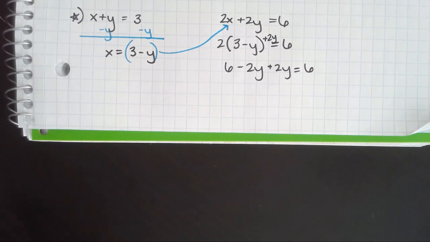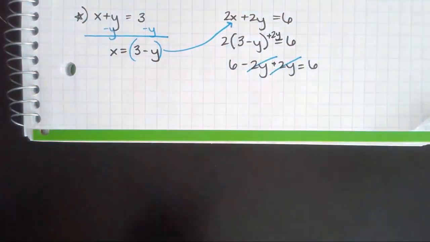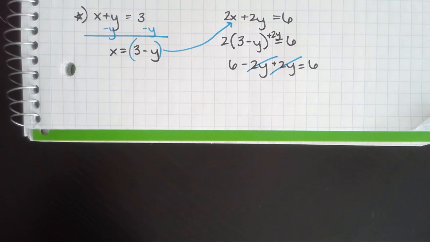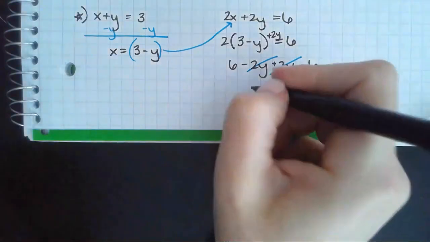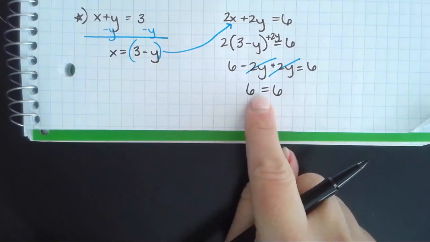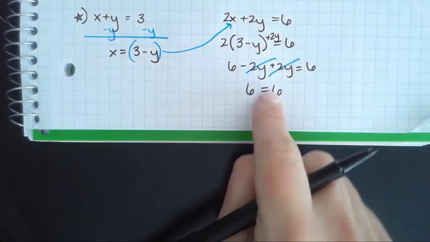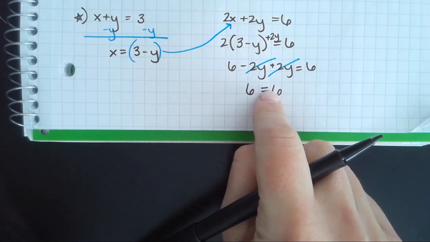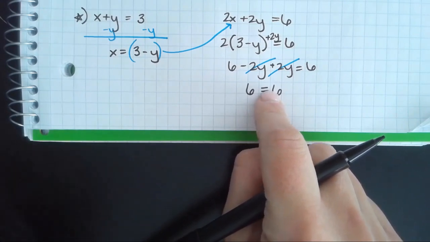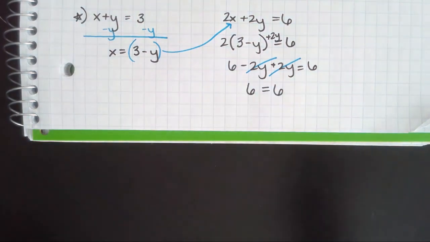So then notice what happens here. We lose the variable. This is a hint that it's not going to be an ordered pair. Remember how when we would do these and we'd get all real numbers, or if it wasn't true, it was no solution. It's the same thing now. Instead of saying all real numbers, because we're talking about systems of equations, we say infinitely many solutions.